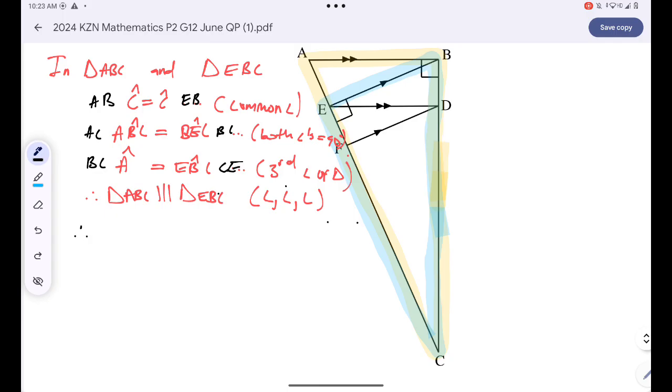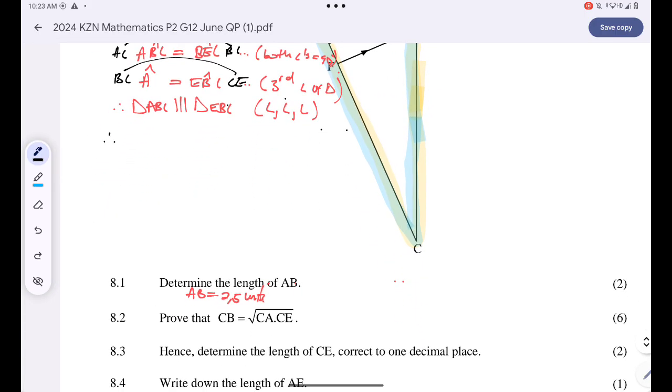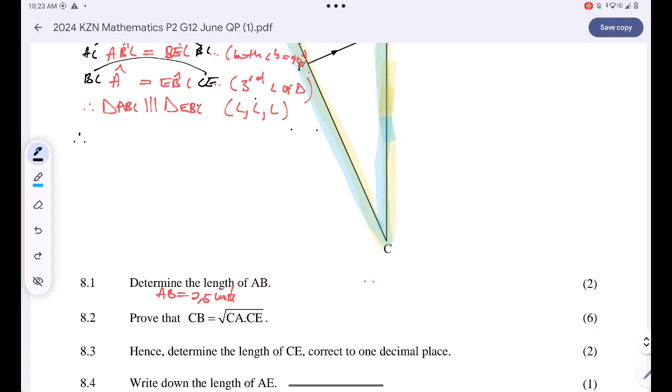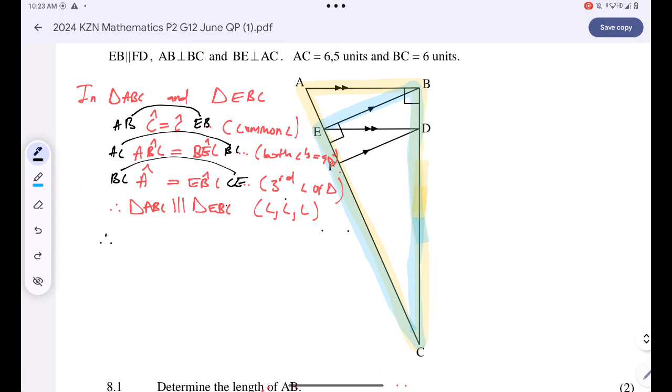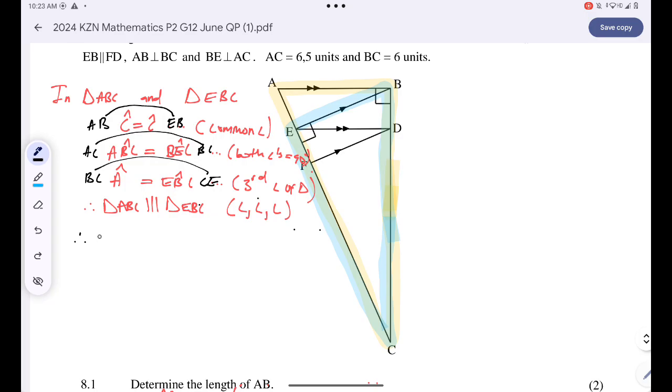I can therefore conclude that AB over EB is equal to AC over BC, also equal to BC over CE. Are you together? I'm supposed to prove that BC... which ones am I going to use? I can therefore conclude that AC all over BC is equal to BC all over CE. This is true, guys, because triangle ABC is similar to triangle ECB.